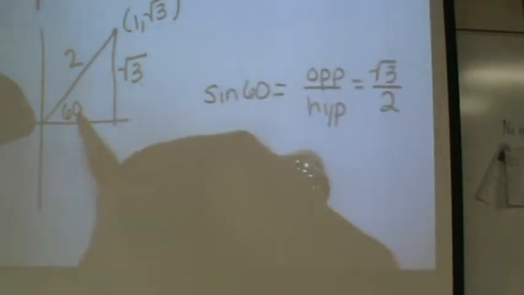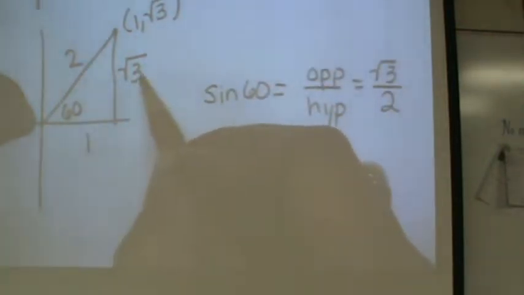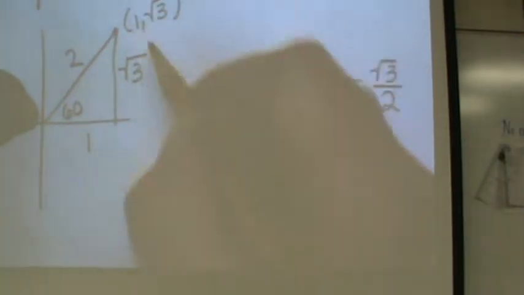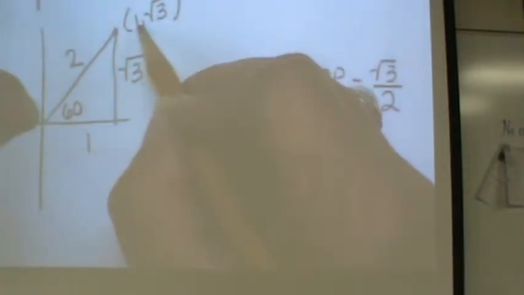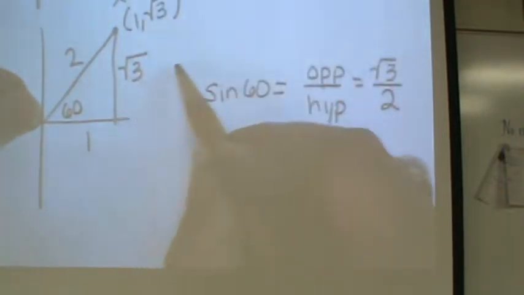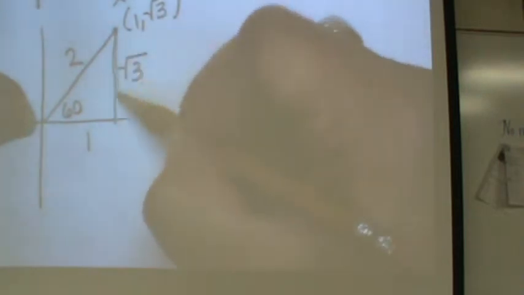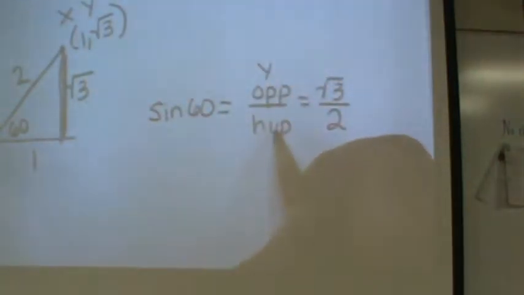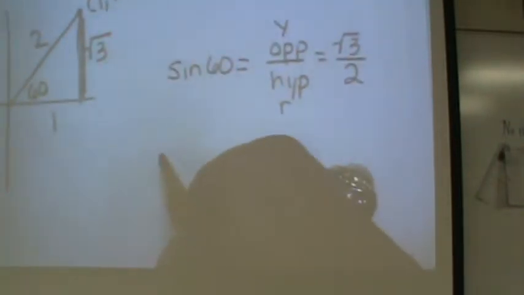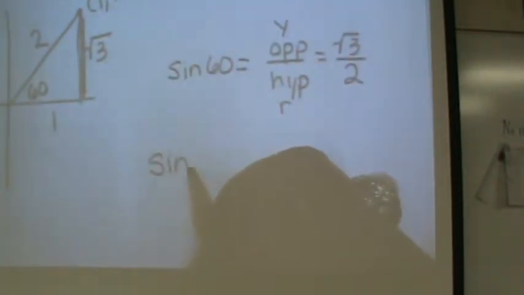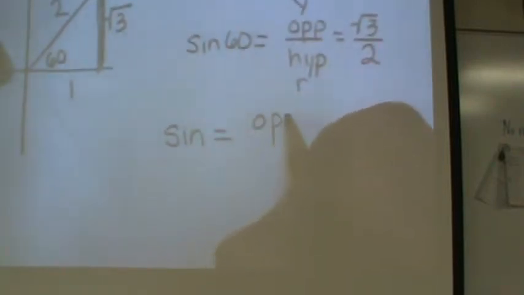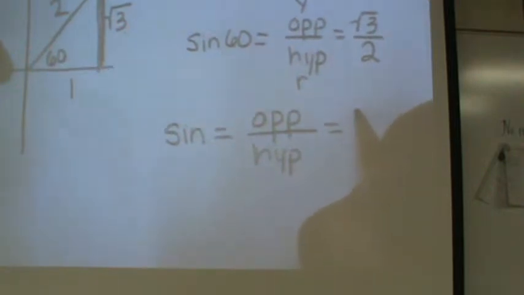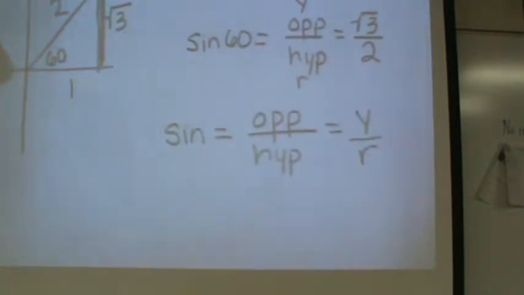Now, can you tell me another name for root 3 instead of side opposite? What is this value right here, and what's this value right here? X and Y. So instead of saying opposite, the side opposite is always going to be your Y value, and your hypotenuse is going to be your radius. So I want you to think of the word sine not only as the side opposite over the hypotenuse, but also as the Y value over the R value.